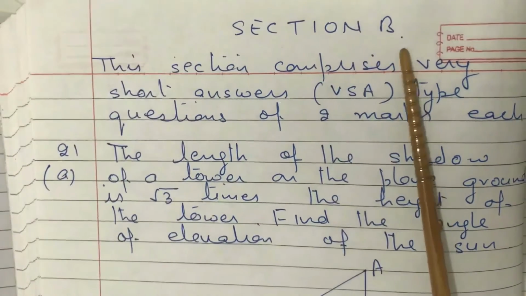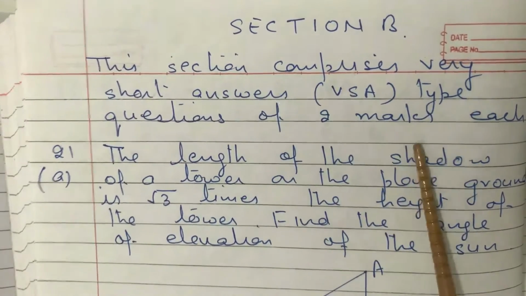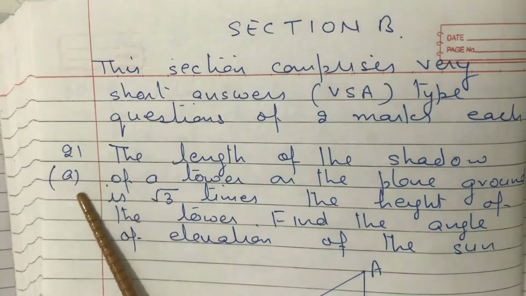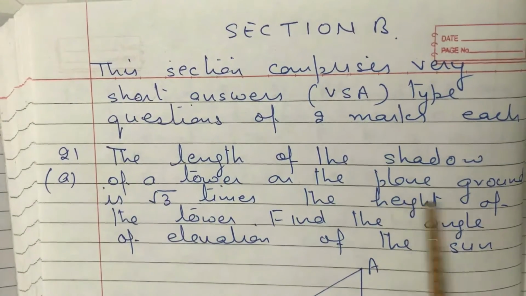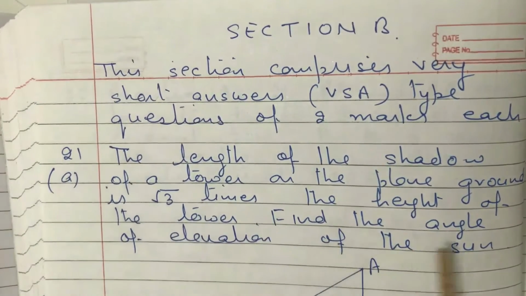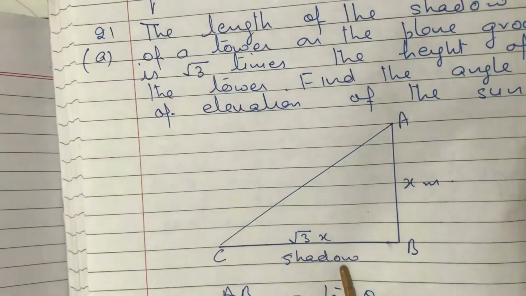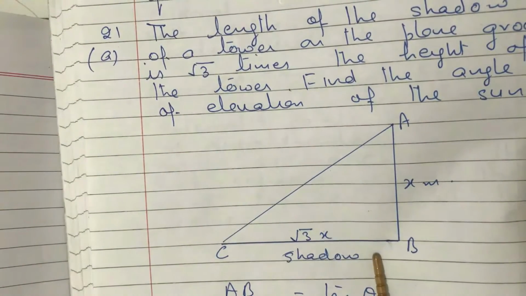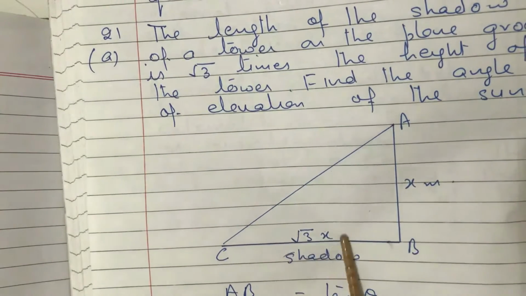Now section B. This section comprises very short answer type questions of 2 marks each. Its 21st question, its A part is: the length of the shadow of a tower on a plain ground is root 3 times the height of the tower. Find the angle of elevation of the sun. Now this is the figure. The length of the shadow is root 3 times the height of the tower, so it will be root 3x.